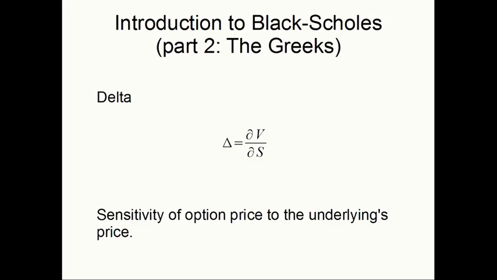In this video, I'm going to describe the Black-Scholes Greeks, which are the partial derivatives of the option price with respect to the variables and parameters of the PDE. Let's start with the Greek we've already discussed in part 1 of this video series, when we derived the Black-Scholes PDE.